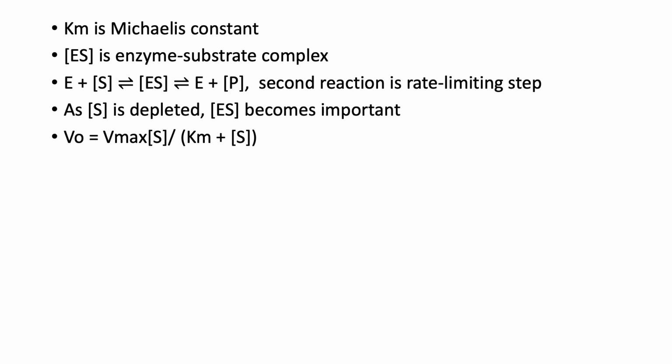And as the substrate gets depleted, you get more and more dependence on this number. So you eliminate this component, and you're looking at the dissociation of the enzyme substrate complex to this. And as shown earlier, when you look at the math of this, the V naught is equivalent to the maximum velocity times the substrate divided by the summation of the Michaelis constant and the substrate here.